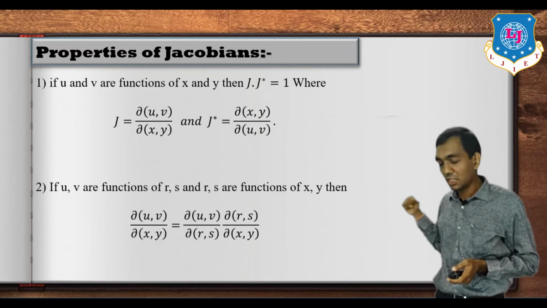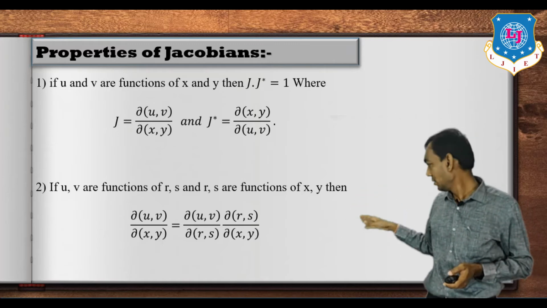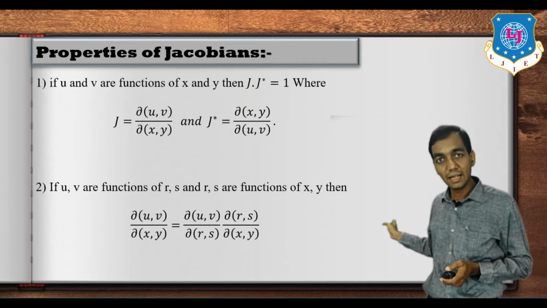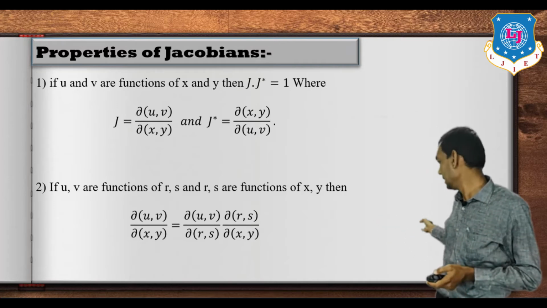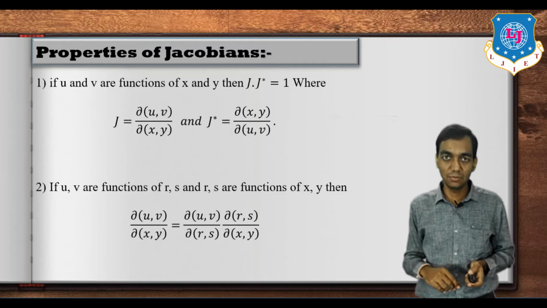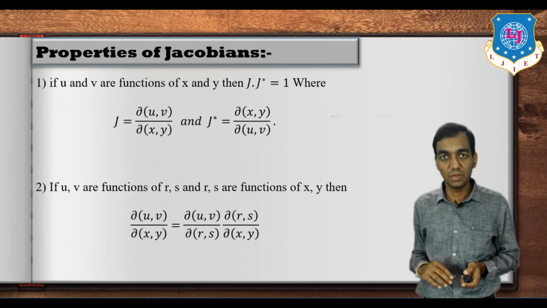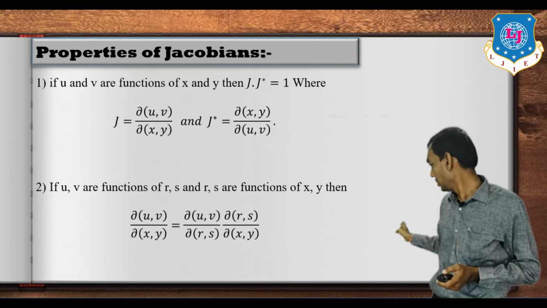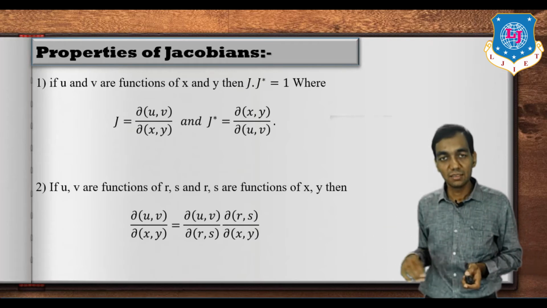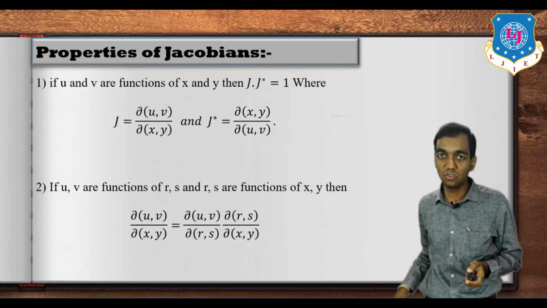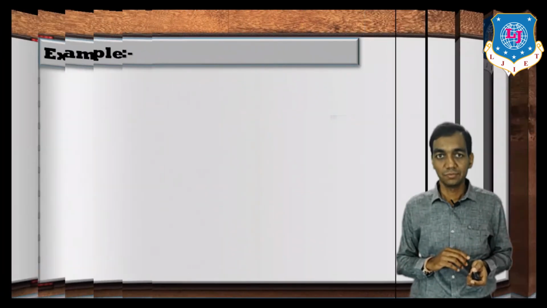And the second one is the chain rule for a Jacobian. If u and v are functions of r and s, and r and s are functions of x and y, then the Jacobian of (u, v) with respect to (x, y) is given by the Jacobian of (u, v) with respect to (r, s) into the Jacobian of (r, s) with respect to (x, y).